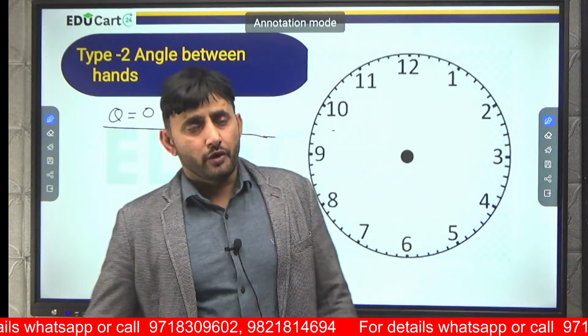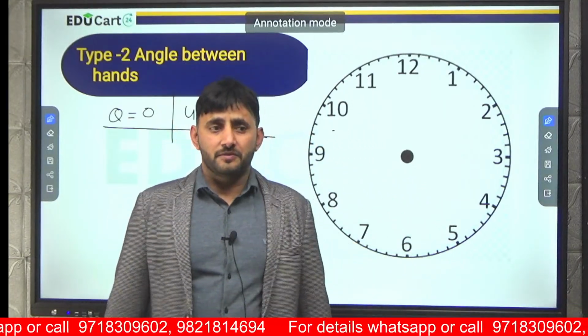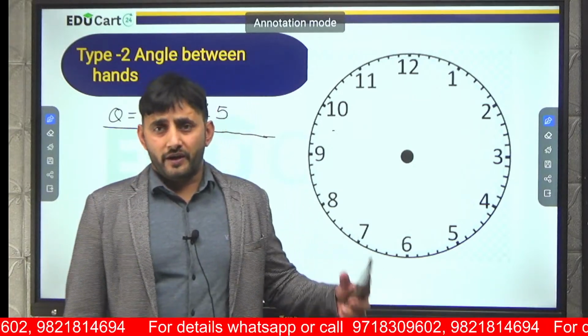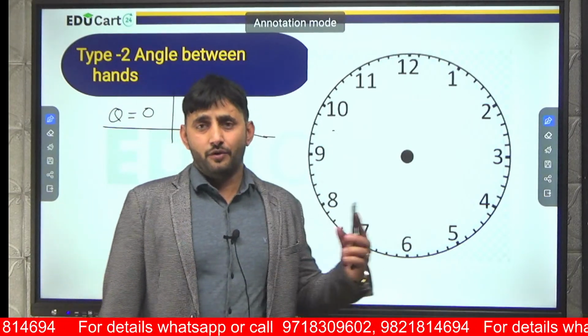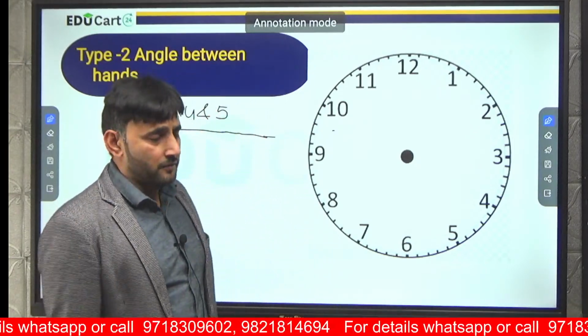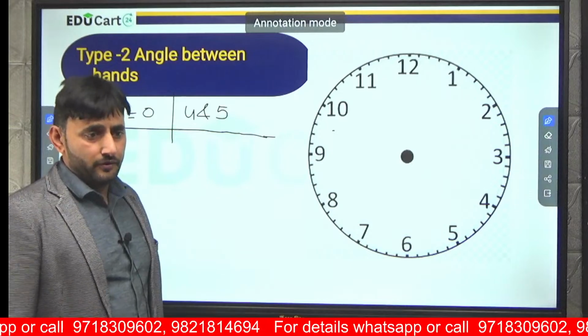Okay, say any time between 4 and 5, how will you say it? 4:10, 4:08, 4:25, 4:36, 4:58. So what will be the value of h there? Any time between 4 and 5, the value of h will be 4.